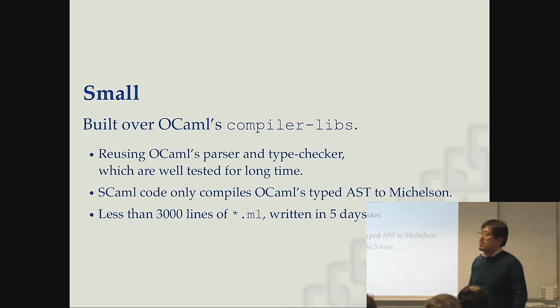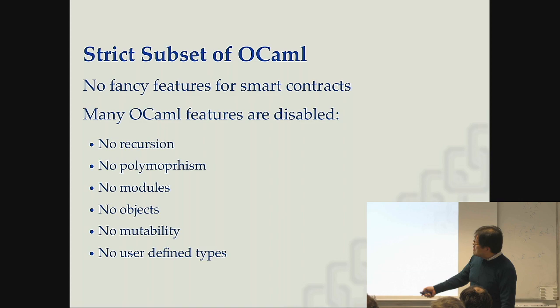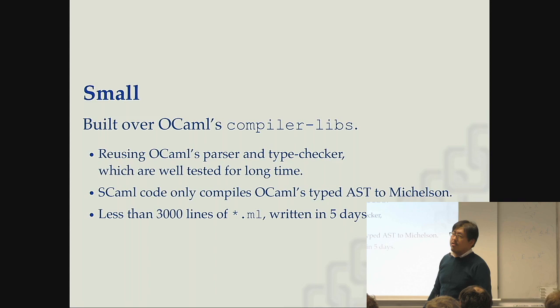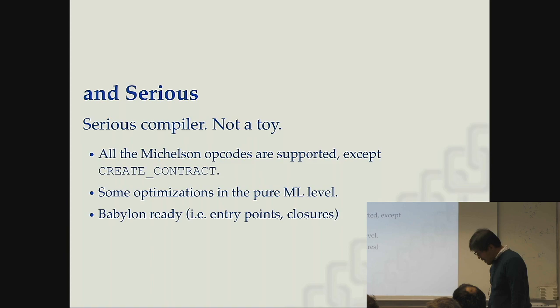And it just consists of 3,000 lines, and I finished it in 5 days. In addition, I think 20% of these 3,000 lines are just to reject these excessive features and politely inform users that, sorry, SCaml doesn't support recursion, for example. Okay, and it's serious. At first it was a toy, but I managed to support all the opcodes except create contract, which requires some complications.